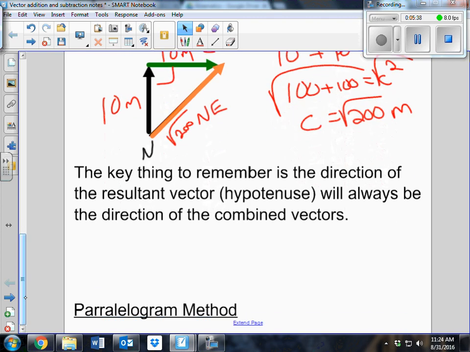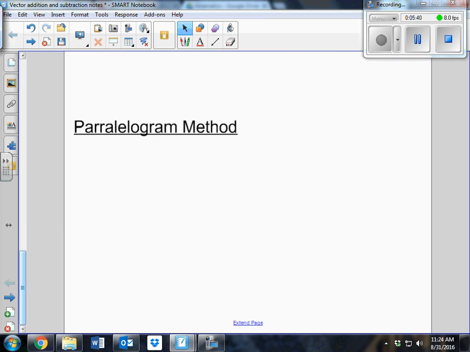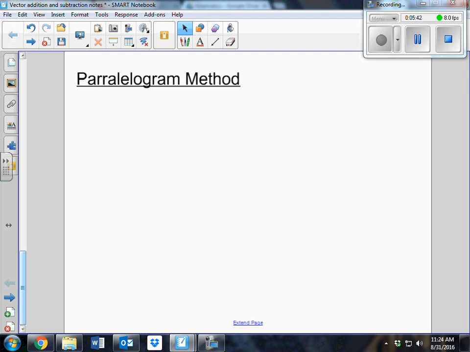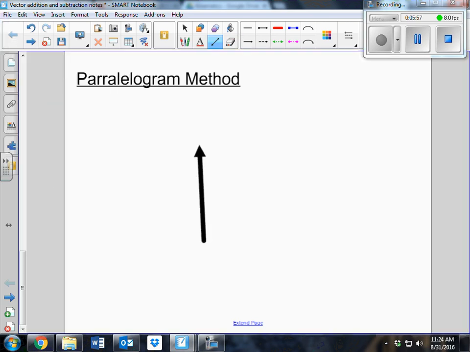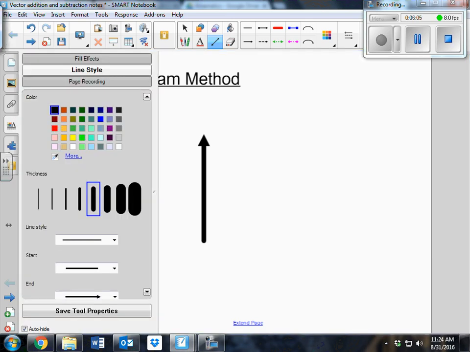So the other method is called the parallelogram method. So remember, in the tip to tail, you literally move one vector, the end of the vector, to the head of the other vector. In the parallelogram method, let's say we have those same two vectors. So we have those same two vectors, and this time you line up their butts. That sounds silly, but that's what you do, you line up their butts.